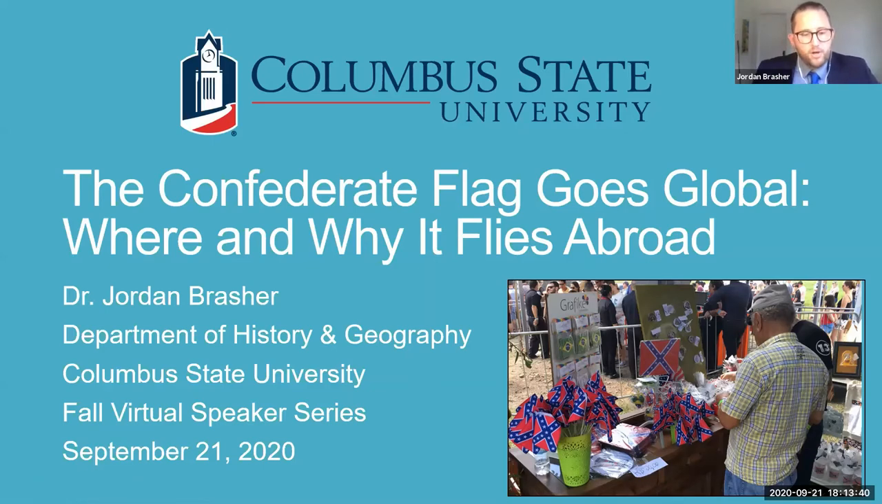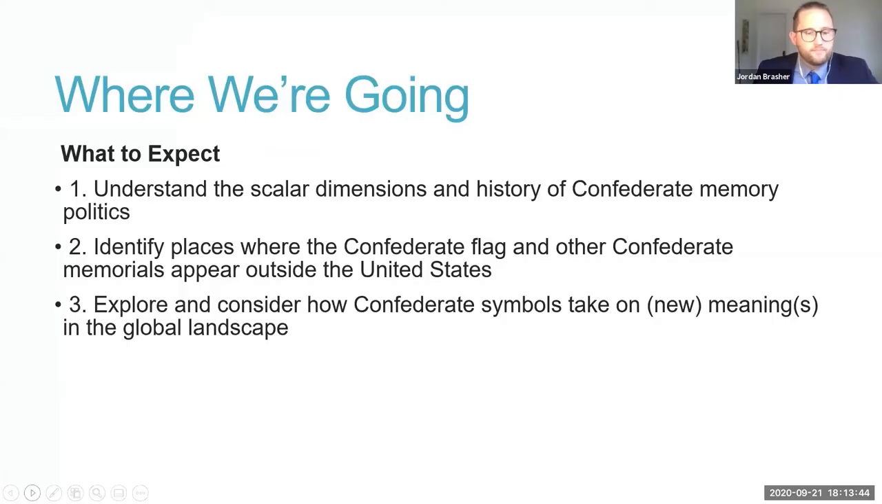That leads me to the broader outline of how we'll spend our time together tonight. So here's where we're going with this talk and what to expect tonight. I'm going to introduce some scalar dimensions to the history of Confederate memory politics. That means that we'll think through the spatial extent of where the Confederate flag flies, including not only where controversy over the flag occurs, but how events in one place can have impacts across regions, countries, continents, and as we'll see tonight, around the globe.